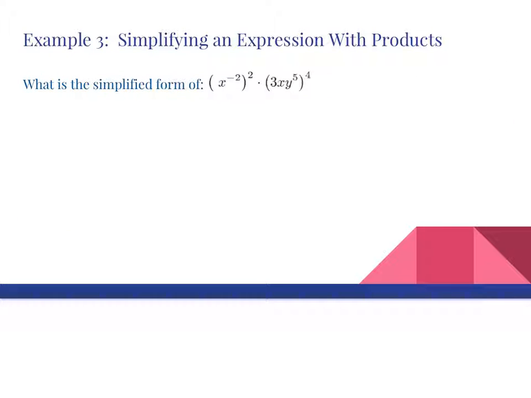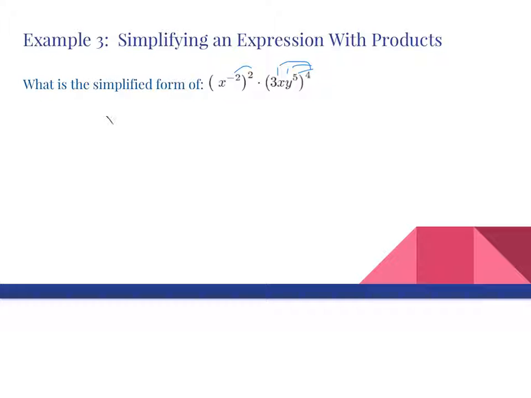Example 3, simplifying an expression with products. What is the simplified form of x to the negative 2 raised to the 2nd times 3xy to the 5th all raised to the 4th? So again, we want to divide and conquer here and distribute the 2 inside of the parentheses on the left, and remember there are 1's on the 3 and the x, so we will distribute to all 3 exponents inside.